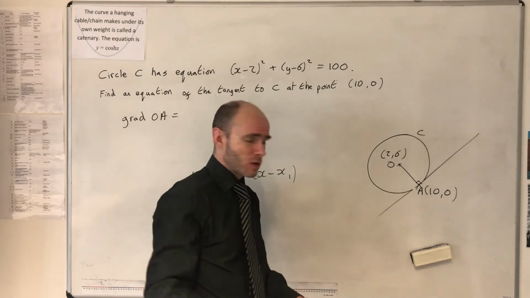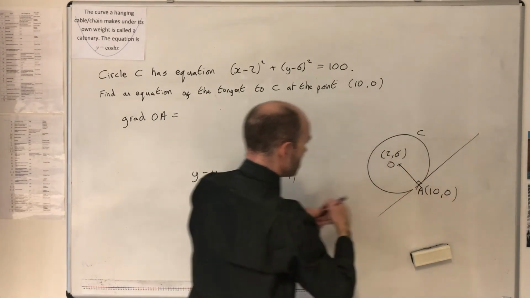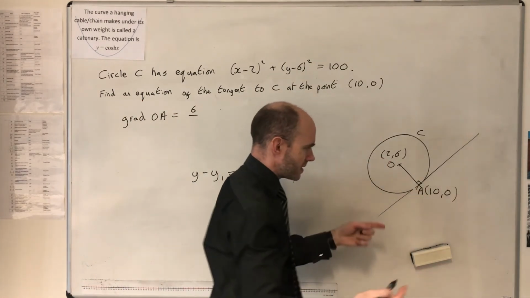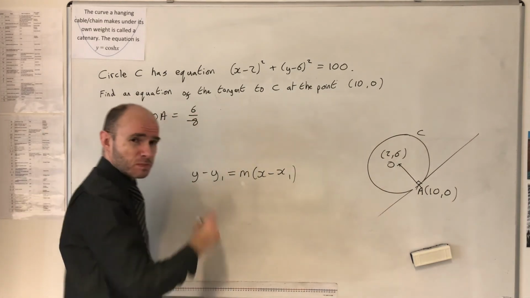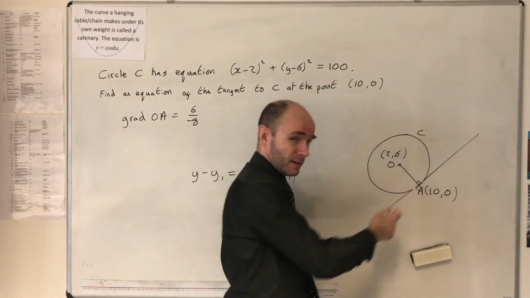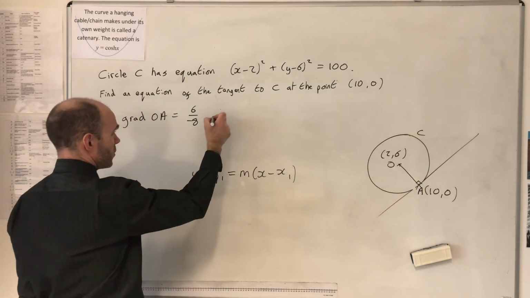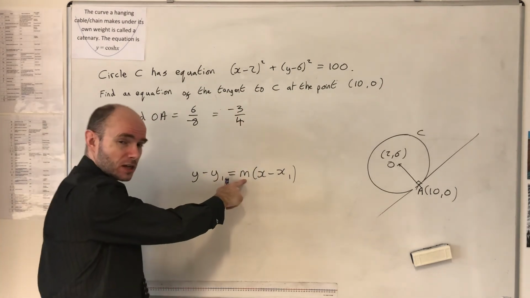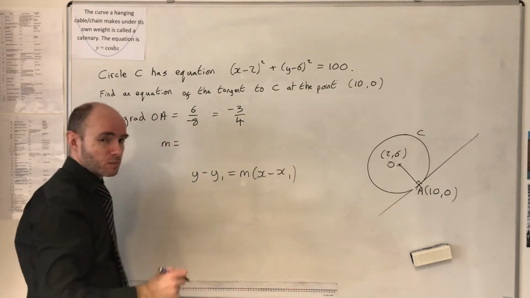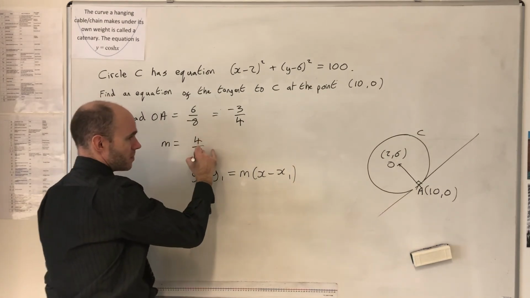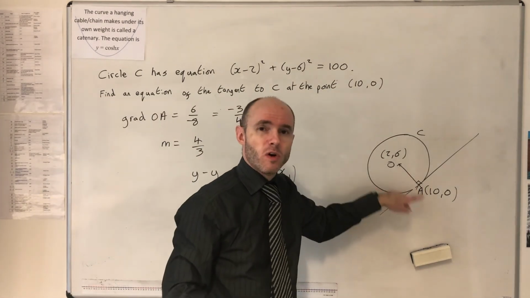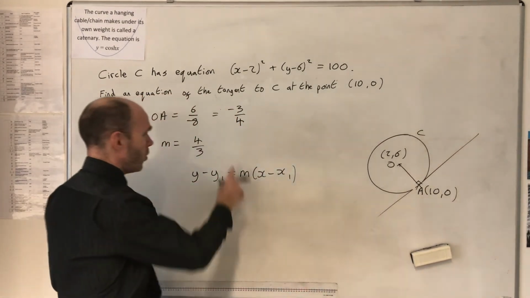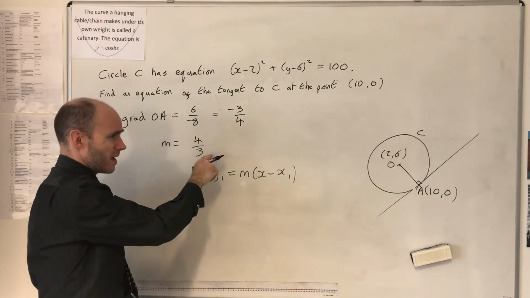Let's look at the difference in y coordinates: 6 subtract 0 is 6, and the difference in x coordinates, 2 subtract 10, is negative 8. I'd expect a negative gradient anyway, just from the way I've drawn my line. That simplifies, of course, to negative 3 over 4. So the m that I'm going to use must be 4/3. Can you see that? Because we're using the rule that the product of the gradients of two perpendicular lines is negative 1, or just take the negative reciprocal, 4/3. And then we're ready to go.